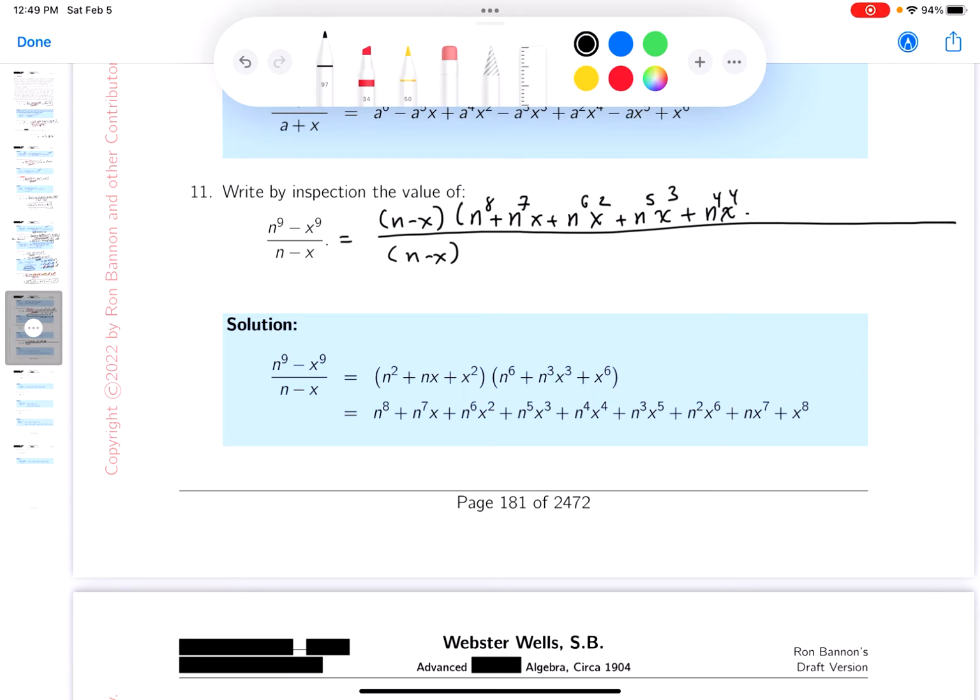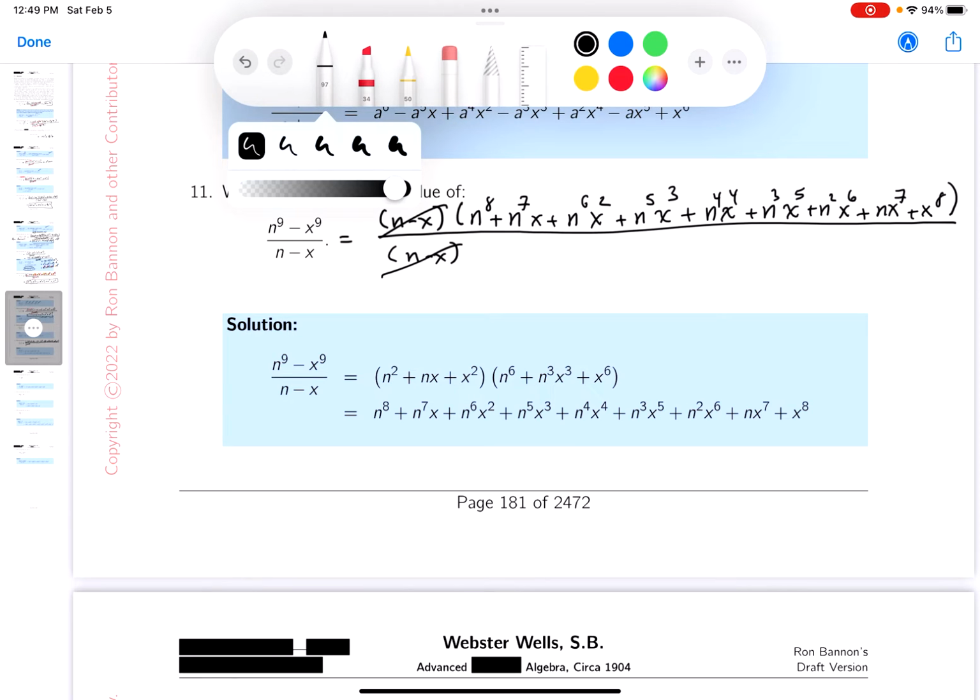n^4x^4 plus n^3x^5, let's see what you get, 5, right? Plus n squared x^6. Boy, it's really hard to write down, isn't it? nx^7, and then plus x^8. All right, what happens? This cancels off. And what we're left with, I don't want to rewrite it, but I'm going to tell you what we're left with. We're going to check it now with my red pen. Are we getting what we expected to see?